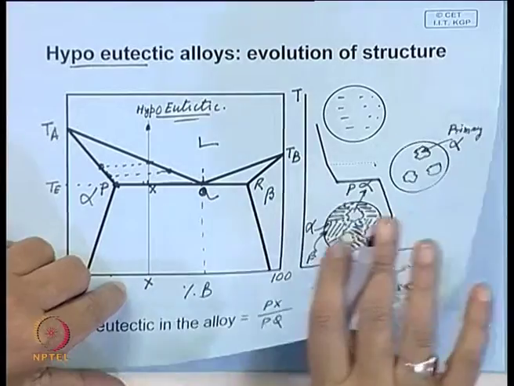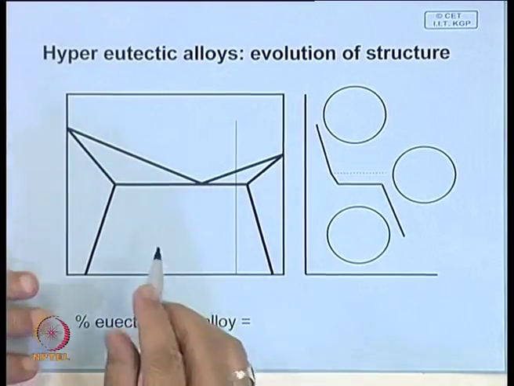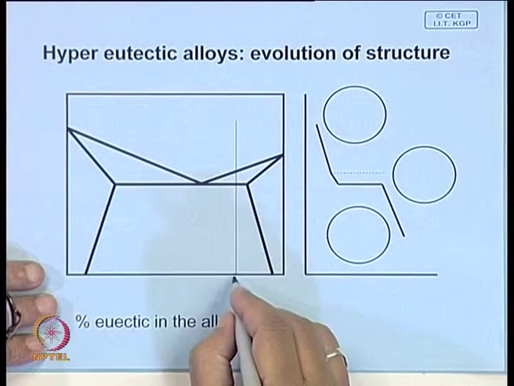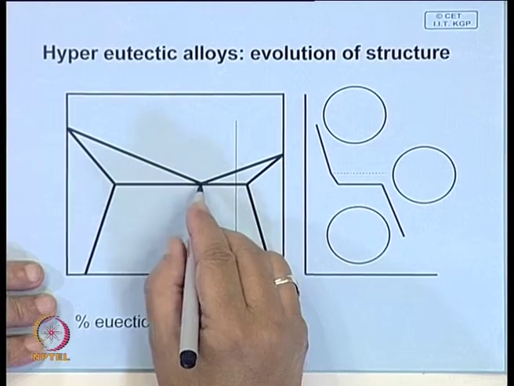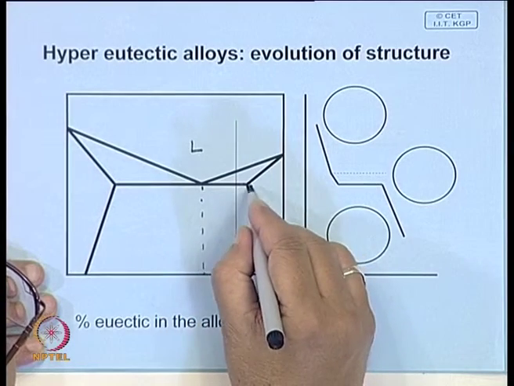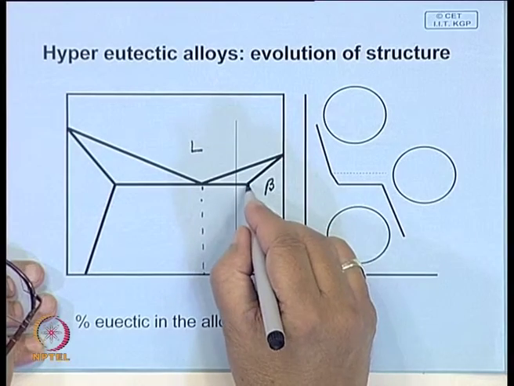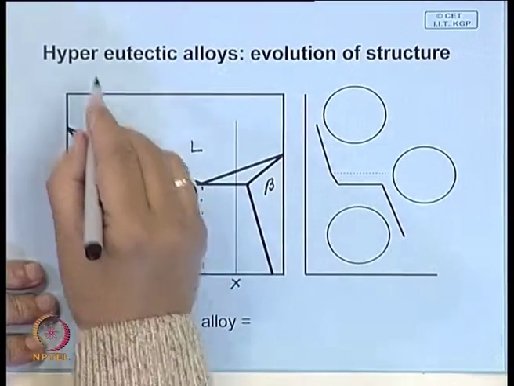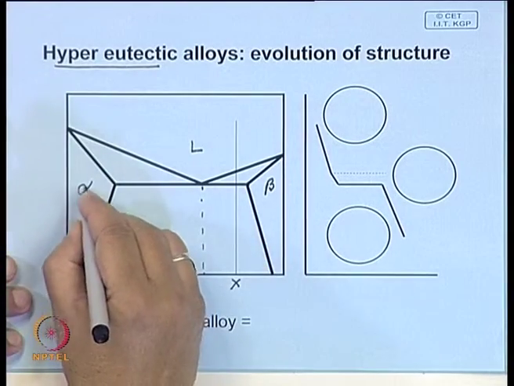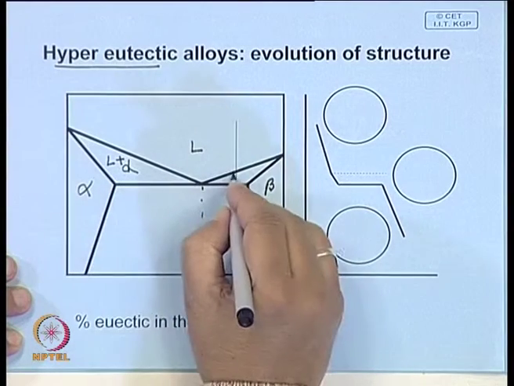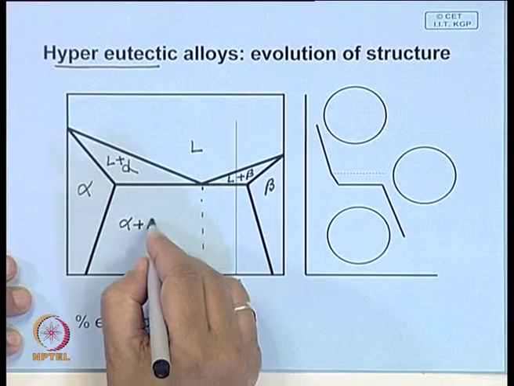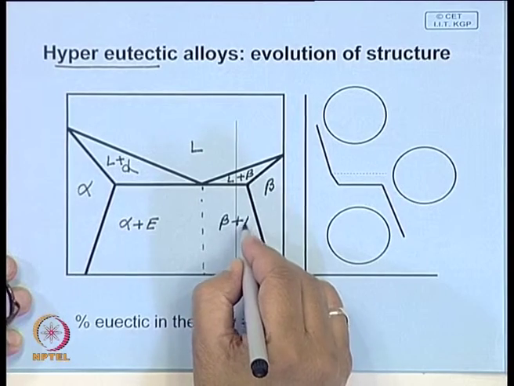Now, exactly in the same way you will be able to explain the solidification behavior of an alloy having a composition X, which lies on the right hand side of this eutectic point, that is between this eutectic and this point, which is the maximum solubility of A in B. So, this alloy is called a hypereutectic alloy, and here also you can label the diagram. This is alpha, this is beta, this is liquid plus alpha, this is liquid plus beta, and here it is alpha plus eutectic, here you have primary beta plus eutectic.